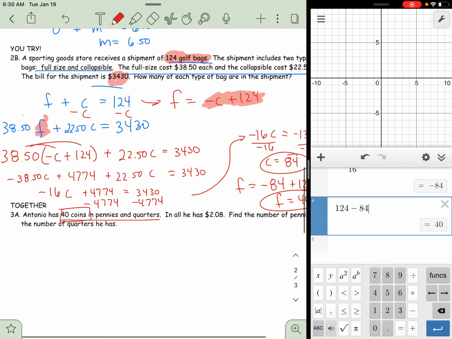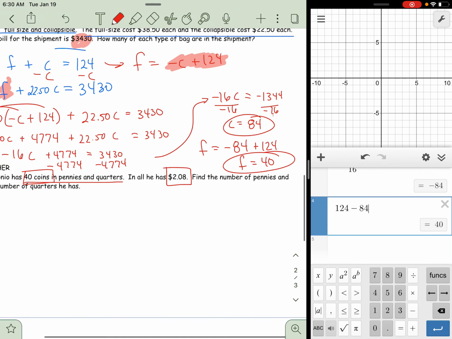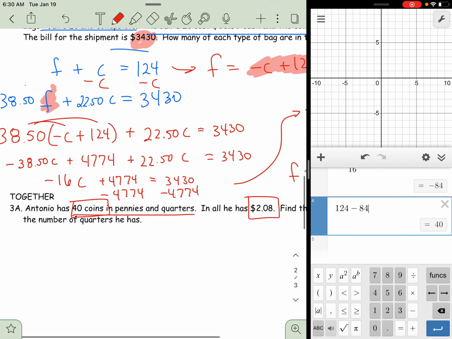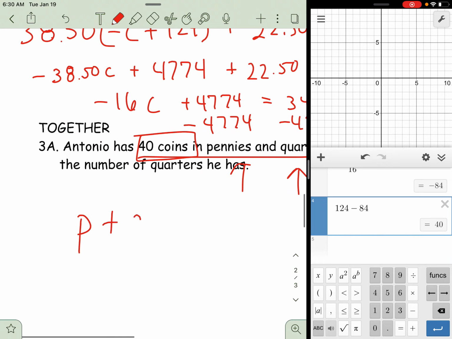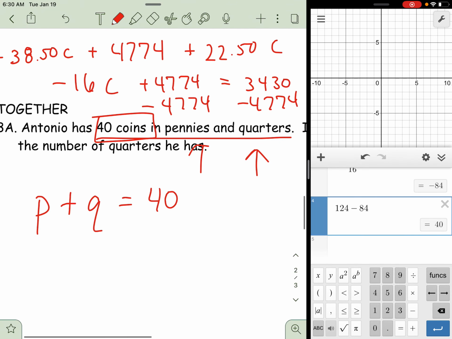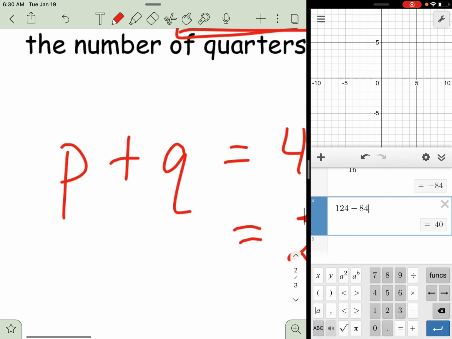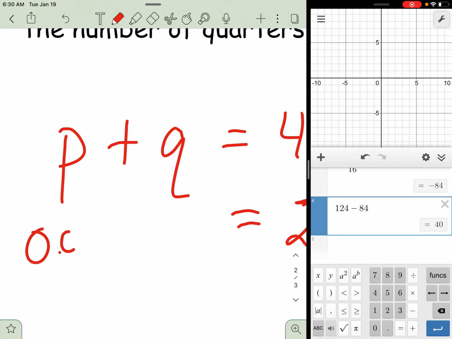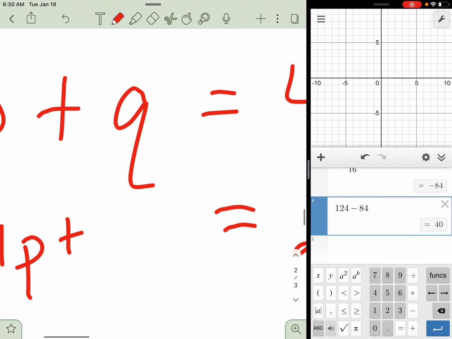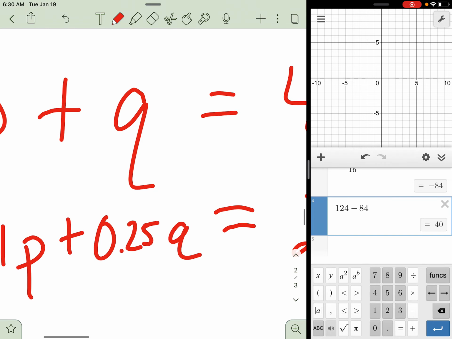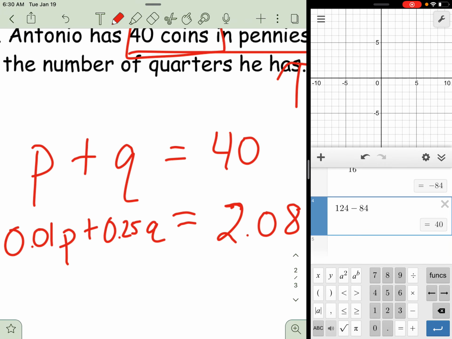All right, very last one here. Antonio has 40 pennies and quarters. Okay, there's a total. And he had $2.08. Find the number of pennies and quarters. Okay, so it doesn't give us a lot, but remember, it's pennies and quarters. We know how much those are worth, right? So we have pennies and quarters. They're a total of 40. Plus, we can factor in the point saying that they are $2.08. Okay, 208. So how much are pennies worth? They're worth 0.01. How much are quarters worth? 0.25. So there you go.